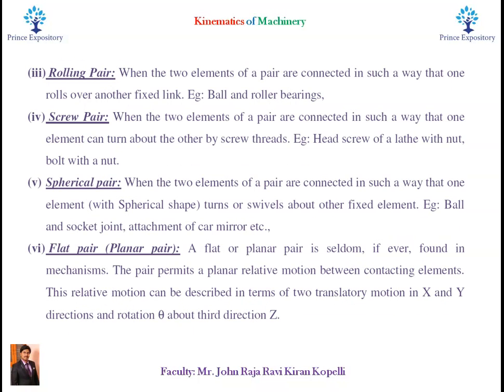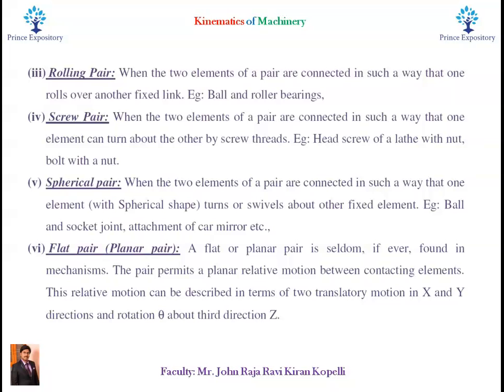Rolling pair. When the two elements of a pair are connected in such a way that one rolls over another fixed link. Examples: ball and roller bearings. Screw pair. When the two elements of a pair are connected in such a way that one element can turn about the other by screw threads. Example: head screw of a lathe with nut, bolt with a nut.